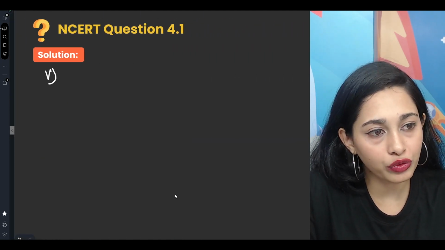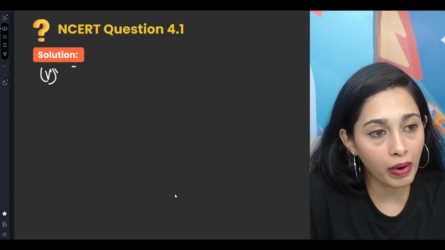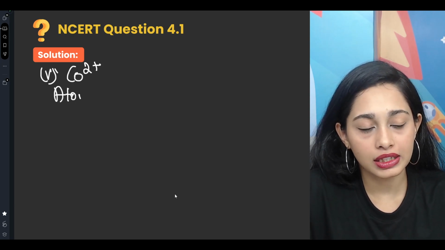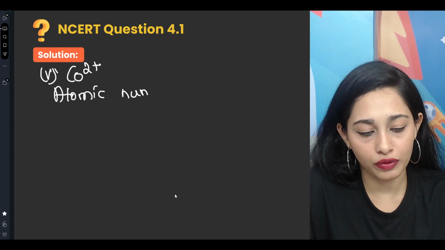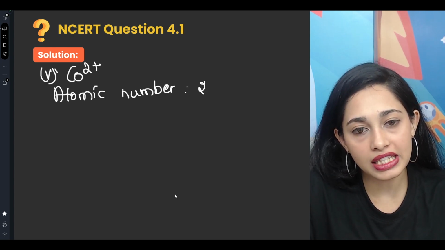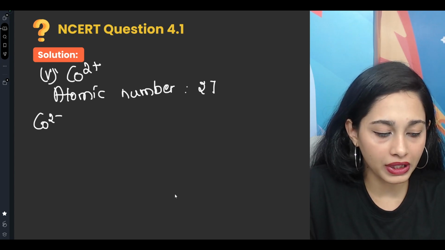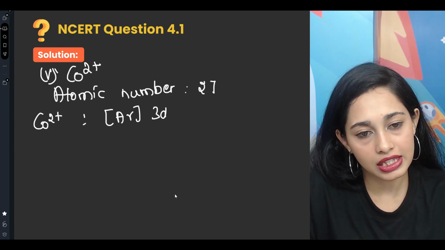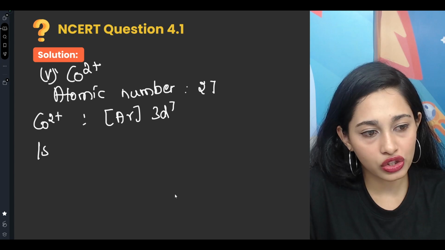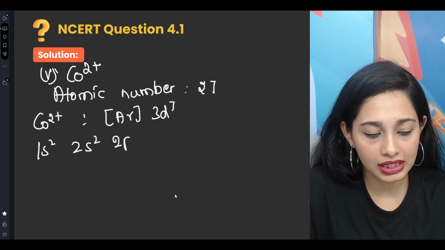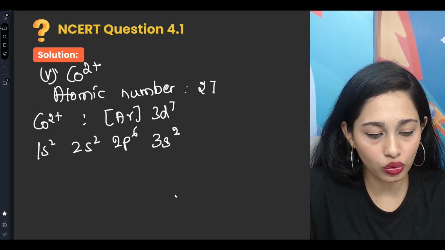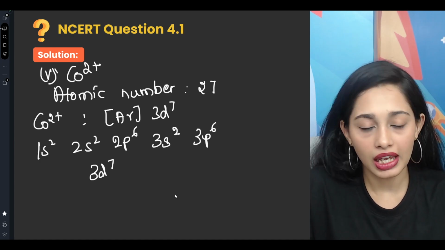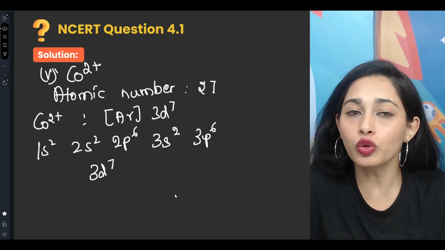Moving on with the fifth one. It is cobalt 2 plus. The atomic number of cobalt is 27. So for cobalt 2 plus, the electronic configuration is going to be argon 3d7. In detail, 1s2, 2s2, 2p6, 3s2, 3p6, 3d7. So this is the electronic configuration of cobalt 2 plus.